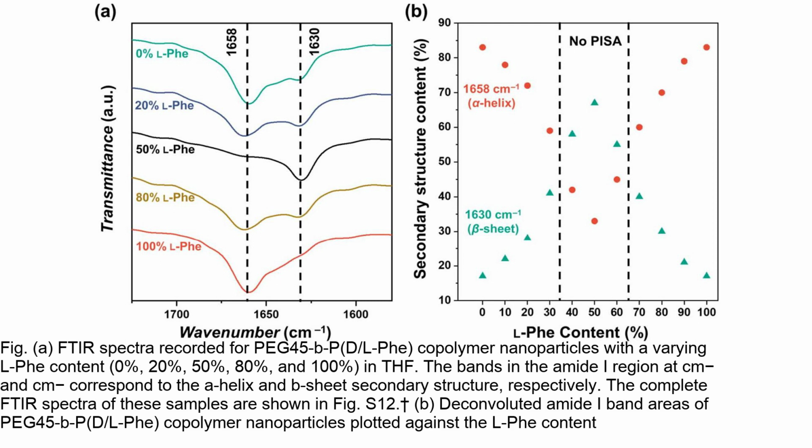Secondary peptide structure and aromatic interactions in nanoparticles formed from homochiral and heterochiral formulations. The figure presents the results of Fourier transform infrared, FTIR, spectroscopy analysis of PEG45-BP-(D,L-Phi)10 copolymer nanoparticles with varying L-Phi NCA content in THF. The FTIR spectra show characteristic bands in the amide I region, representing the secondary peptide structure of the nanoparticles. The analysis reveals the presence of both alpha helix and beta sheet secondary structures in the nanoparticles, and the relative fractions of these structures vary with the L-Phi NCA content.